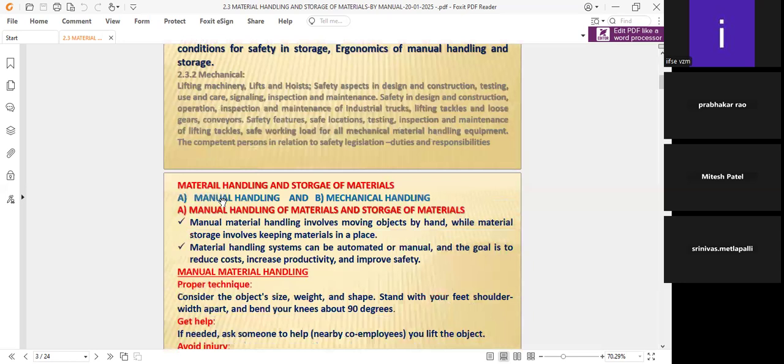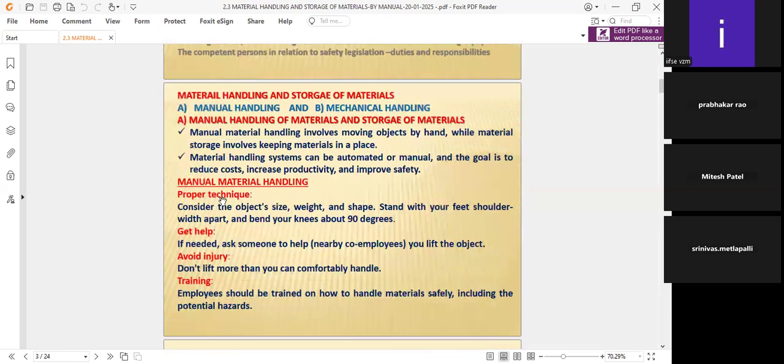Before going to manual lifting and storage of materials, including regulations and acts, we will discuss what is to be kept in mind by taking the safety factors. Then we'll come to a conclusion of where the laws and regulations are to be applied.